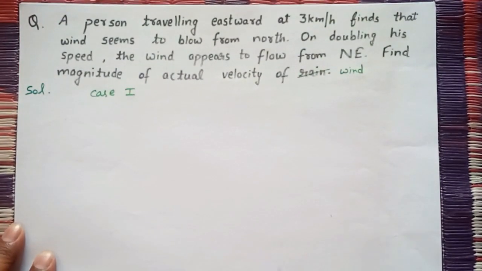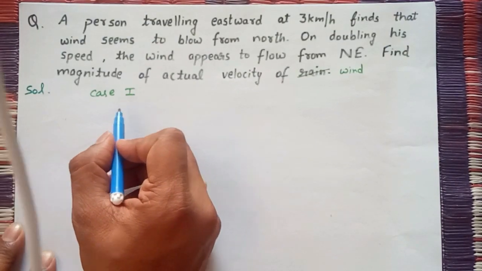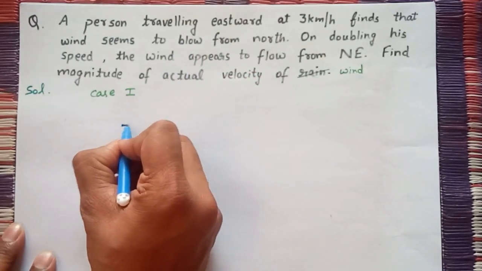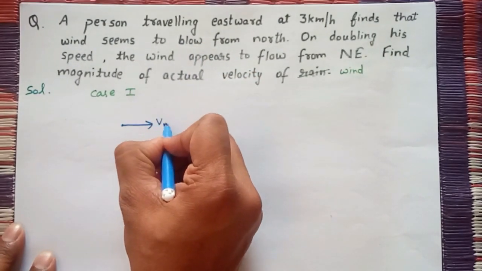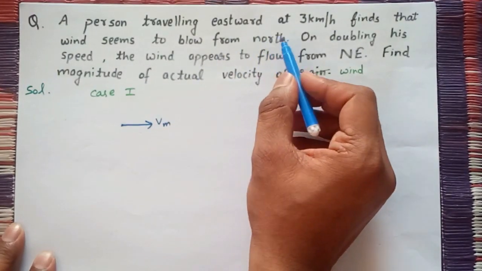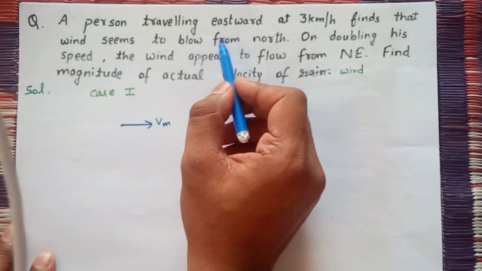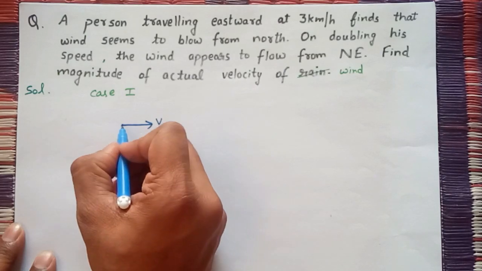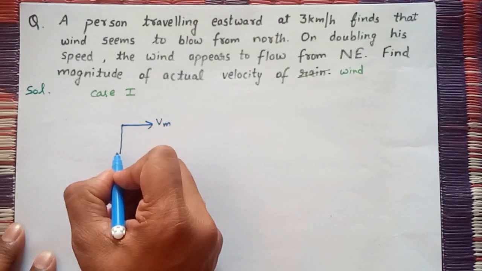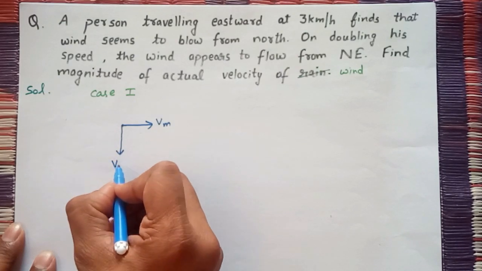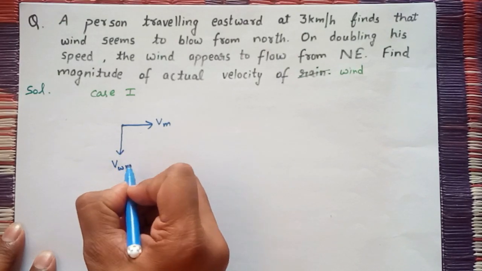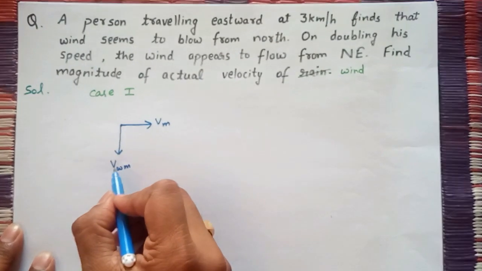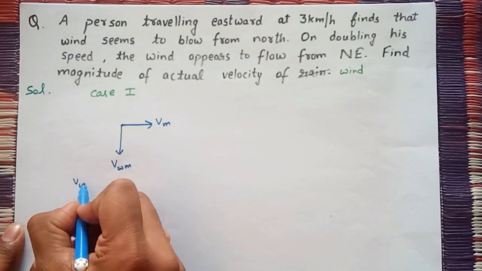In case first, man is moving in the direction of east. This is velocity of man, and according to him, the wind is blowing from north. So wind is not actually blowing from north. It is appearing that velocity of wind with respect to man is from north. Okay, so if VWM is this, then what is VWM?